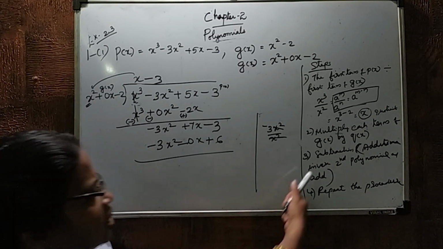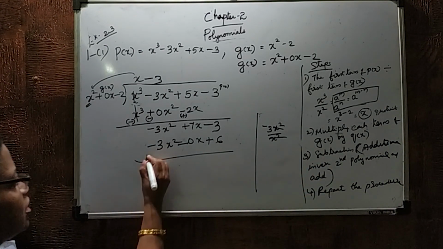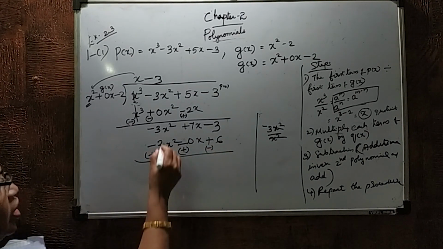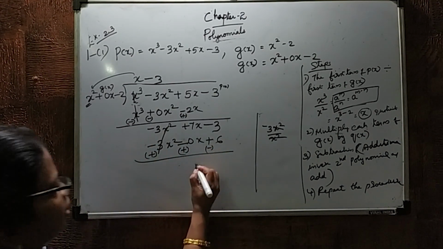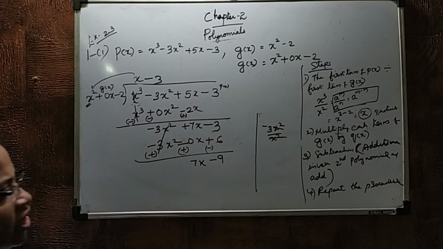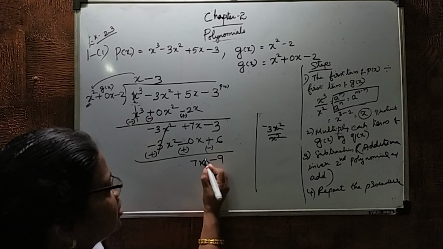What is next one? Subtraction. Take the additive inverse of the second one. Then here it is cancelled. Here it is 7x. Here it is minus 9. So 7x minus 9 is the remainder. Can we stop? Yes, we can stop, because here the degree is 1.